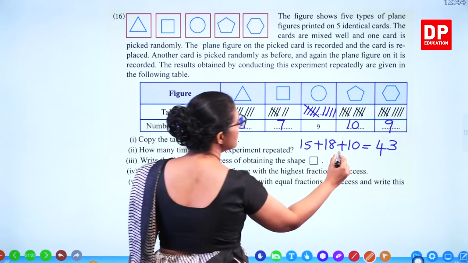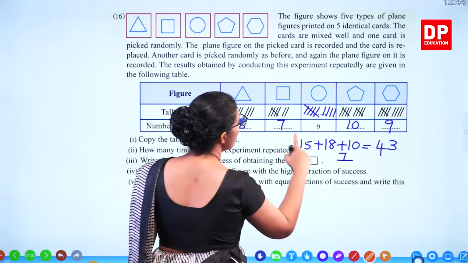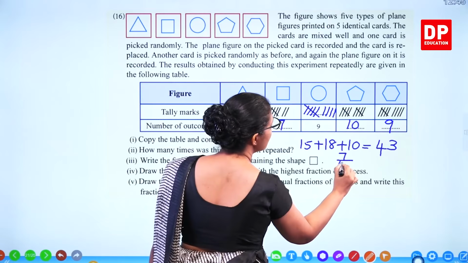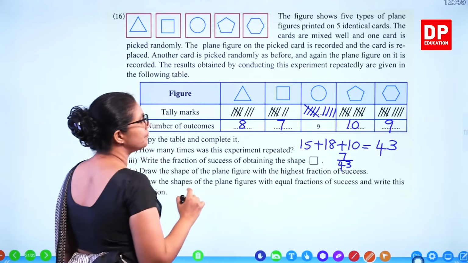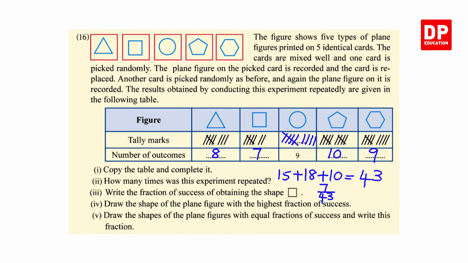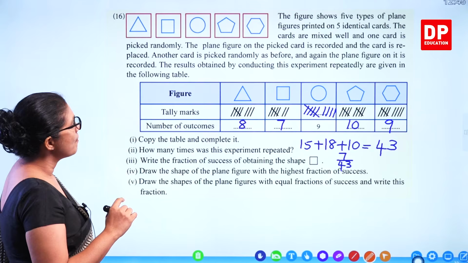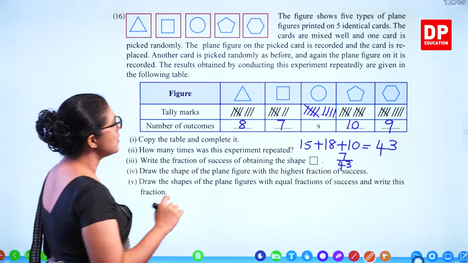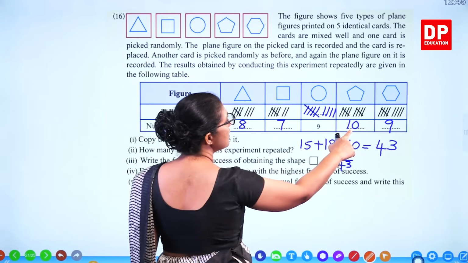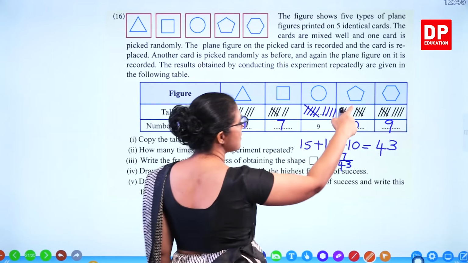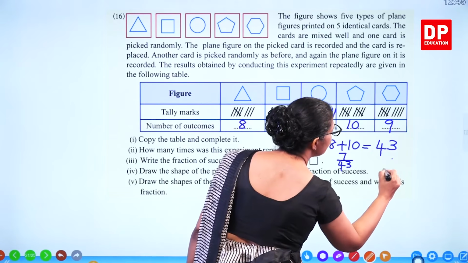7 out of 43. Draw the shape of the plane figure with the highest fraction of success. So what's the highest fraction? So that's 10 out of 43. So that's a pentagon.